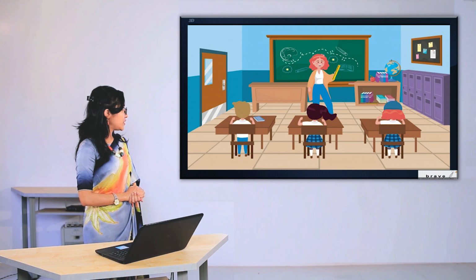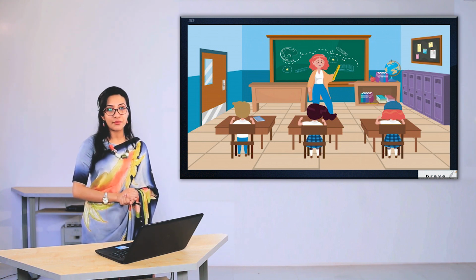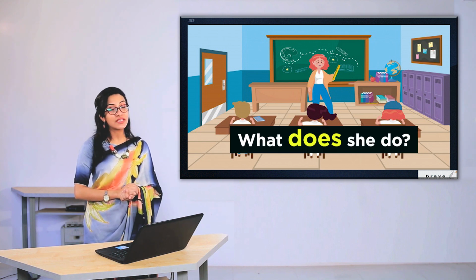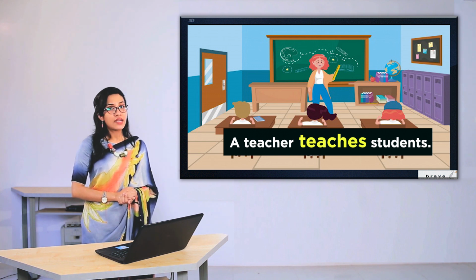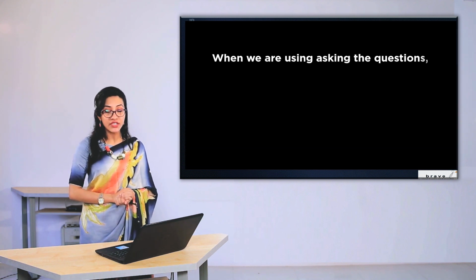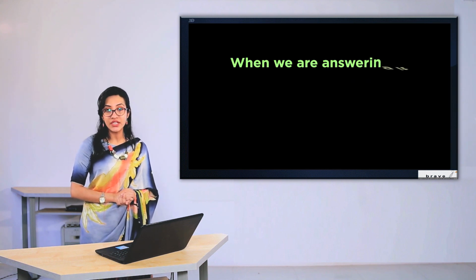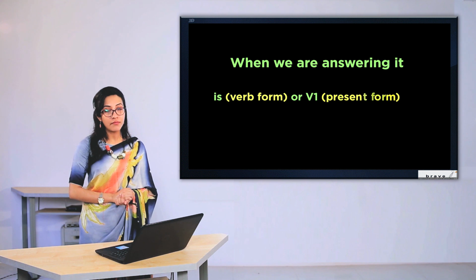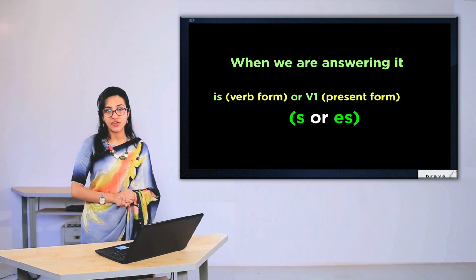Now the last picture. The last picture might be very familiar to all of you because this is the picture of a teacher. So what does he or she do? A teacher teaches students. Now there is a common thing that we are seeing in all these questions and answers. When we are asking the questions, we are using do or does. And when we are answering, we are using the verb in the present form. In some cases, we are adding s or es at the end of the verb.